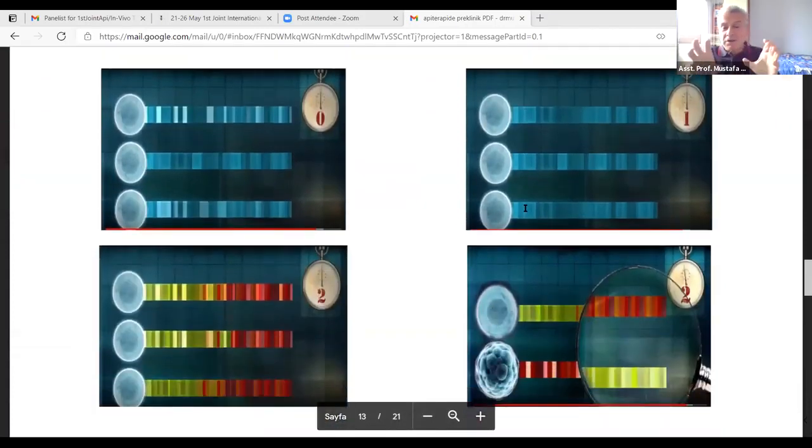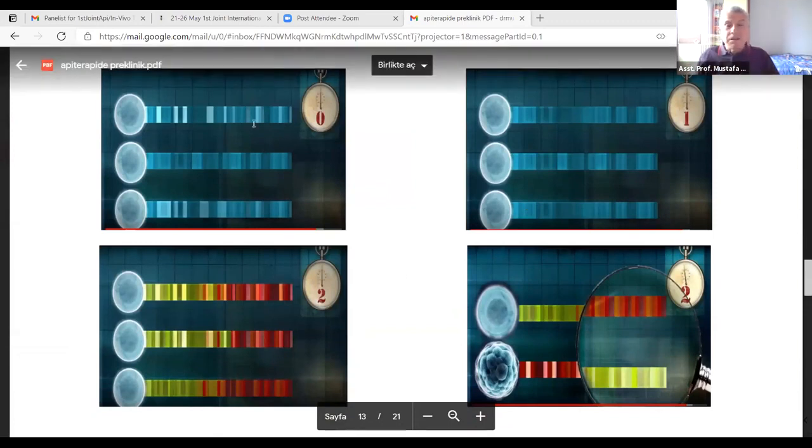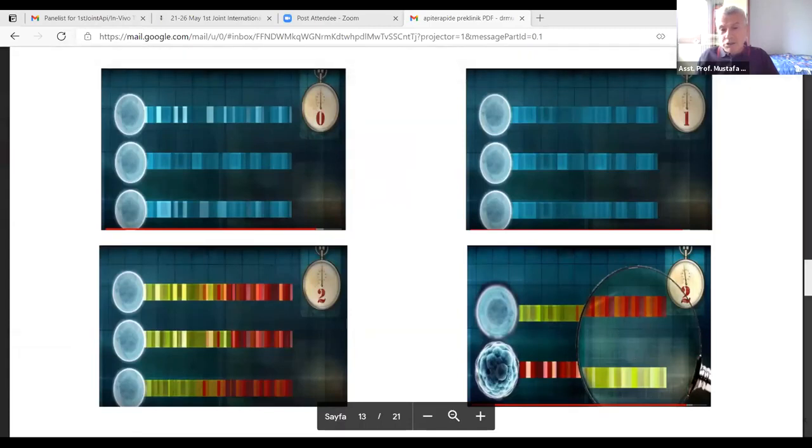This is the kind of results. There are some tissue samples. That's the first day of fasting, for example, gene expression, second day. And at the end of the second day, for example, these are the tumor cells and these are the normal cells. And the gene expression is totally different.